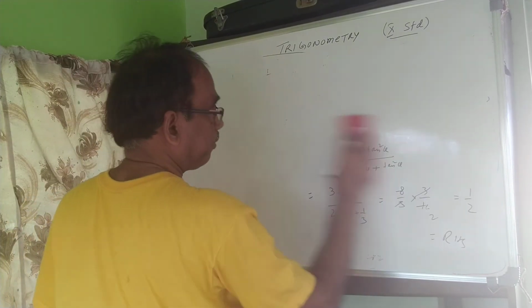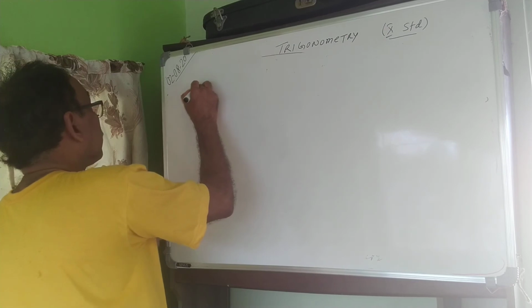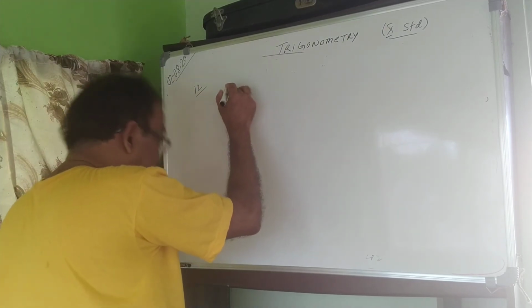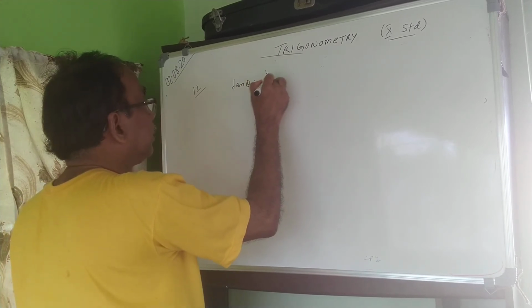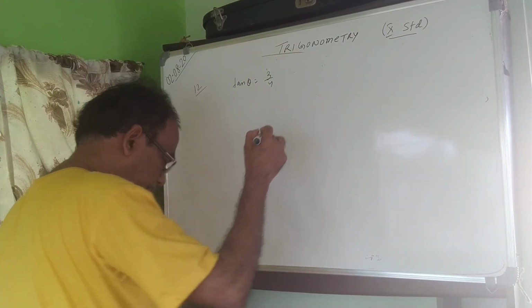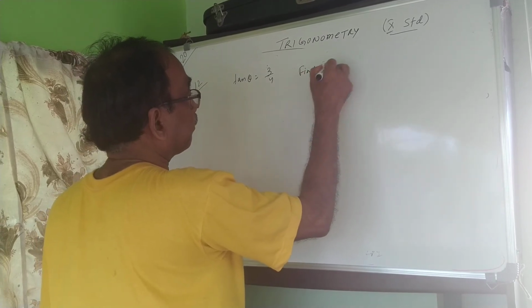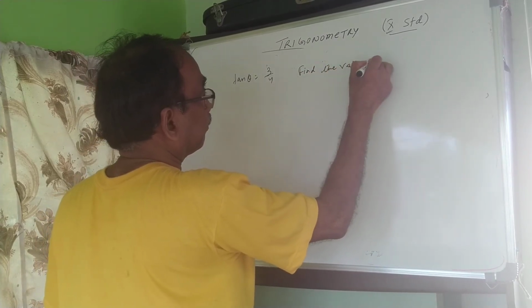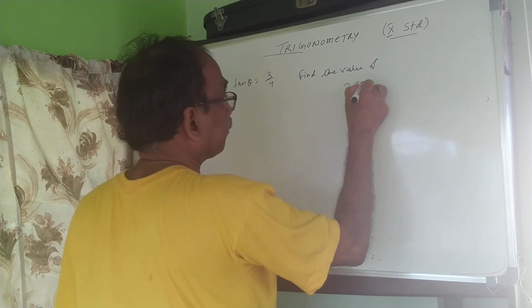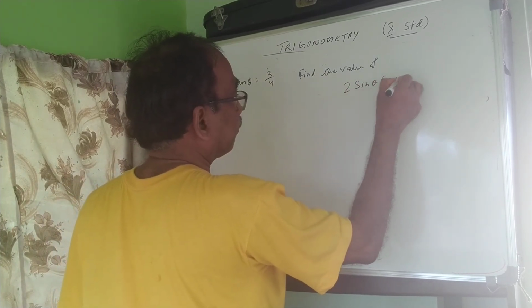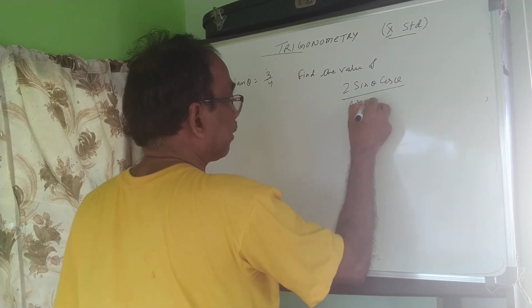Sum number 12. Tan theta is 3 by 4. Find the value of 2 sin theta cos theta over cos square theta minus sin square theta.